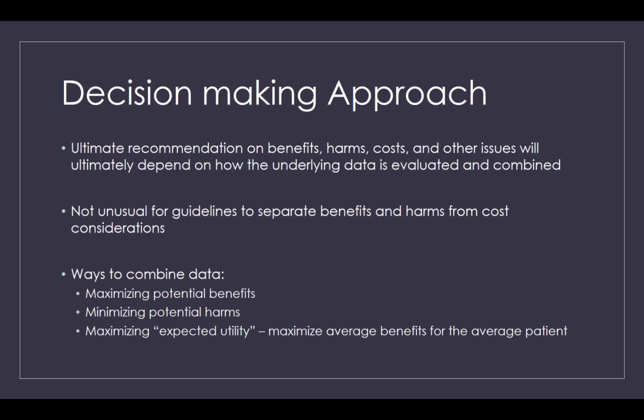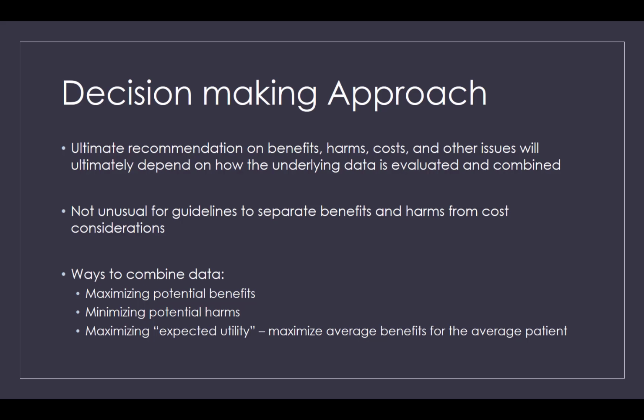We talked about doing a meta-analysis, but we can also combine data in different ways in order to maximize potential benefits and to minimize potential harms, or to maximize what's called expected utility, which is a way of maximizing both benefits and harms for the most people. In other words, maximizing the average benefits for the average patient so that across the population, the most people overall get the most benefit.